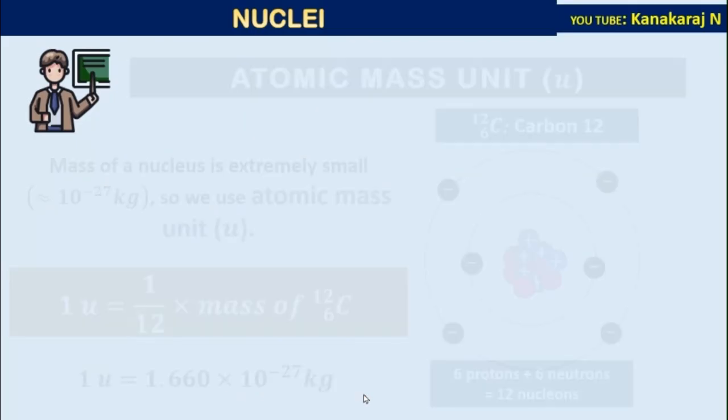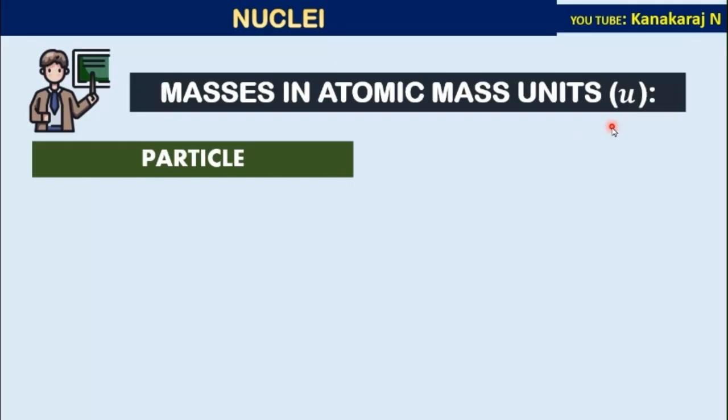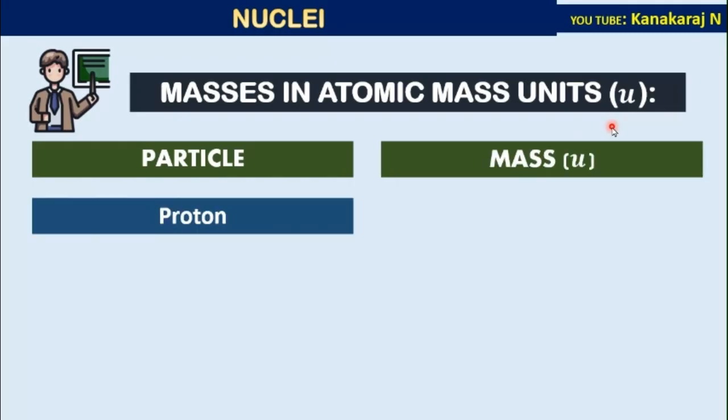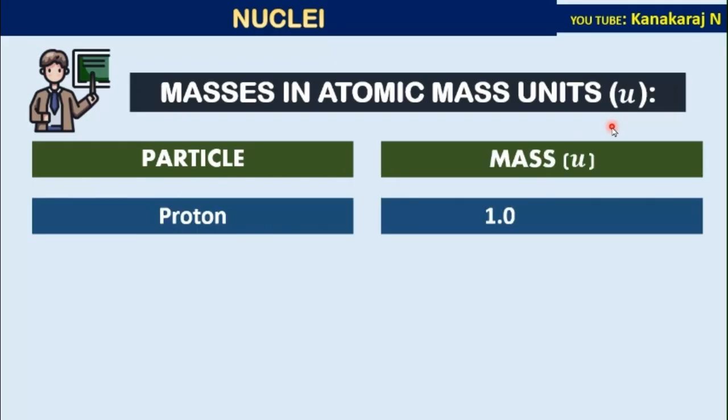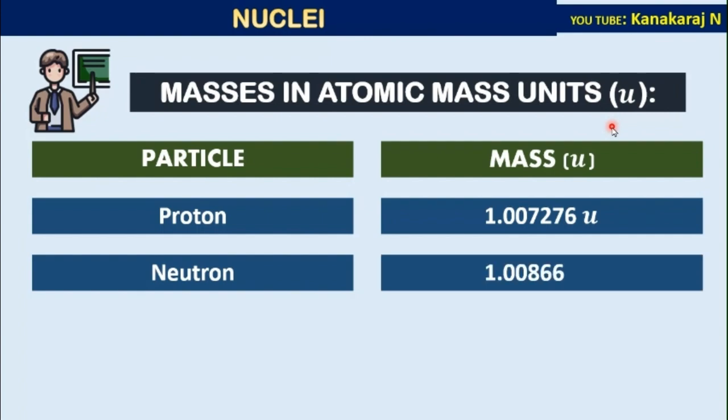Masses in atomic mass units. Particle mass: proton. The mass of the proton is 1.007276 u. The mass of the neutron is 1.008665 u. The neutron mass is slightly greater than the mass of the proton.